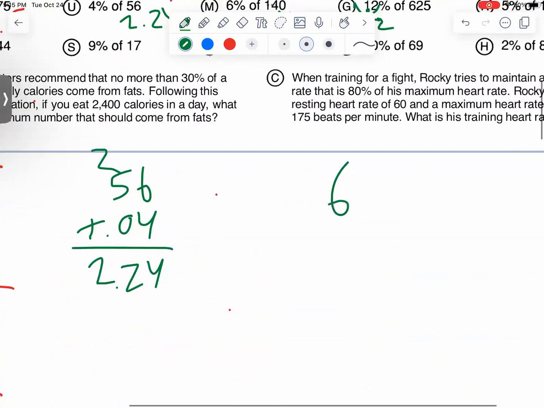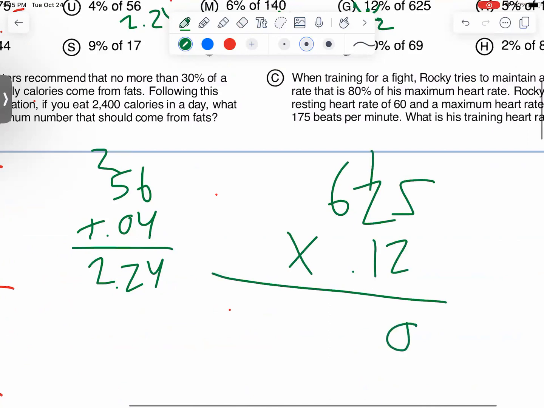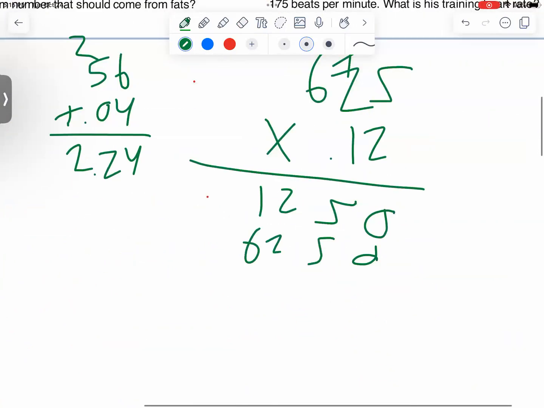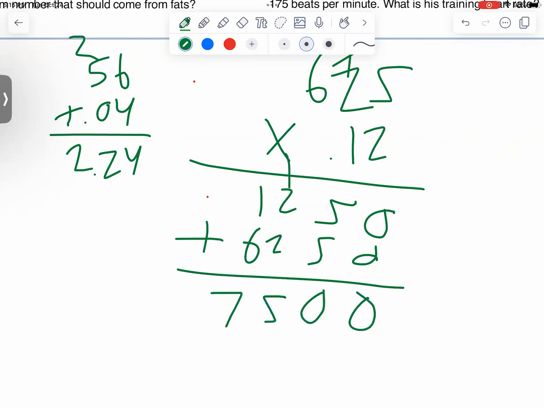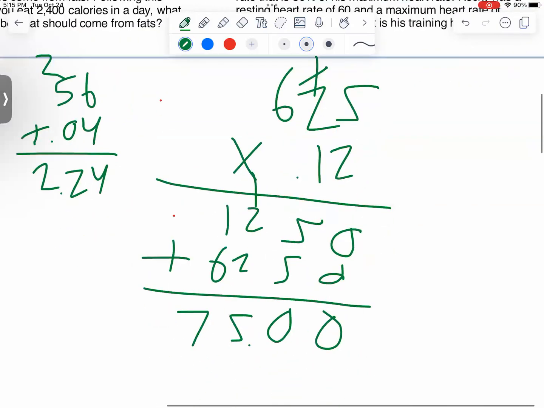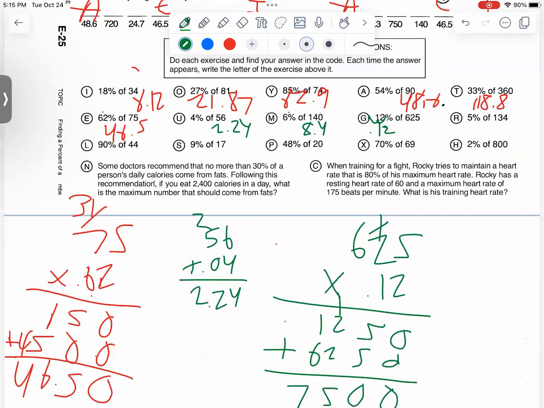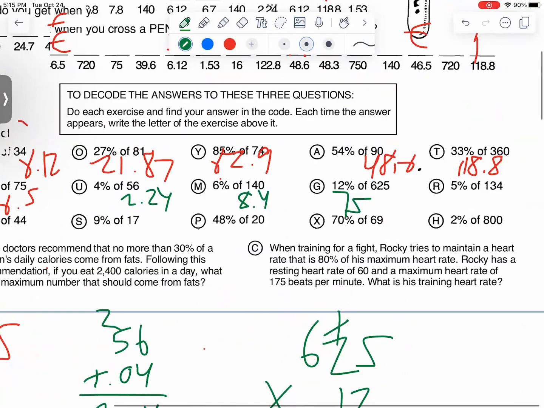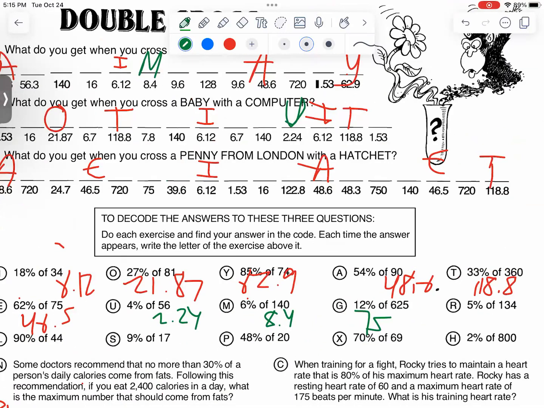So 625 times 0.12. There's your 10. There's your 5. And there's your 12. 0. And then 625. 0, 10. There's a 5. And there's a 7. 2 decimal places in the problem, so 2 in the answer. That's convenient. That's the whole number 75. All right. So 75 there. And that is G. All right, right there.